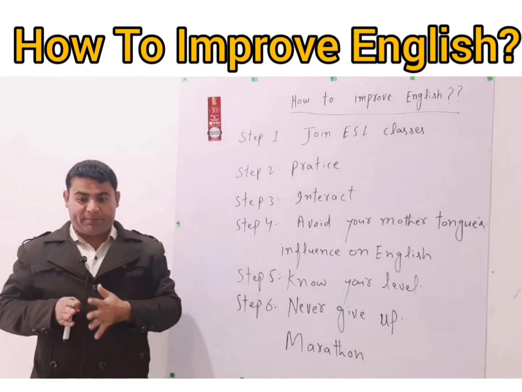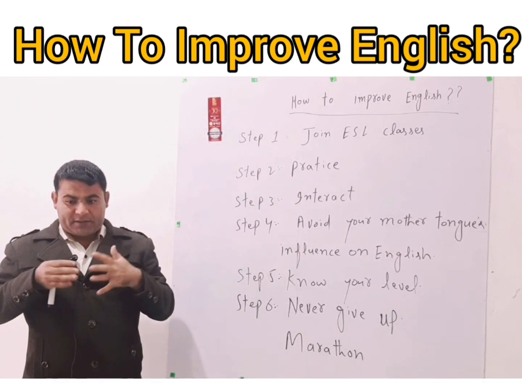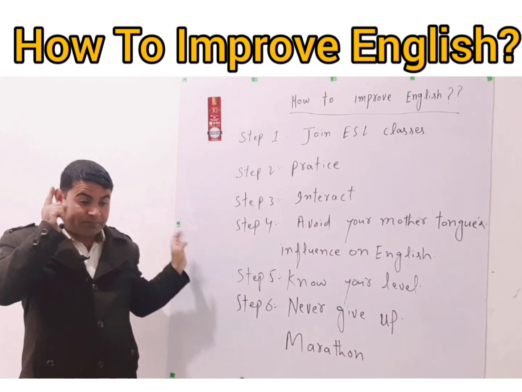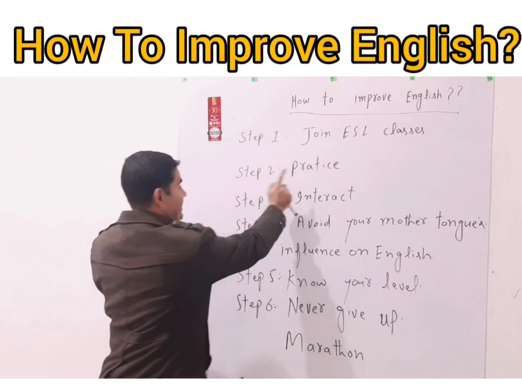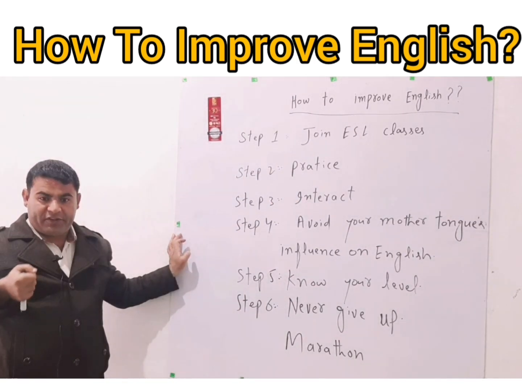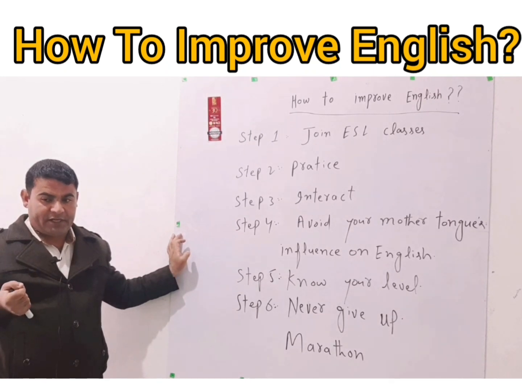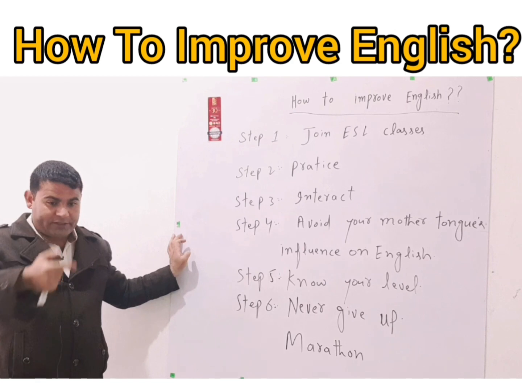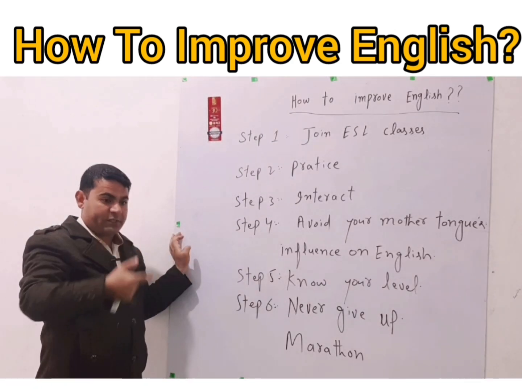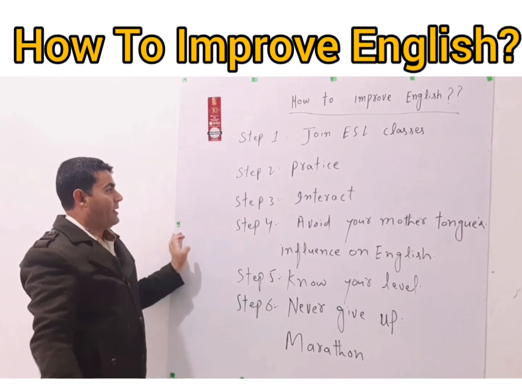Step number two is practice. Practicing English is very important because if you don't practice English, you don't learn that. Again and again, I focus on this thing too much: just think about your mother tongue. You haven't learned from anyone, you haven't taken its classes, but you have learned it automatically because you have been practicing. Any language that you are speaking now, you have practiced.